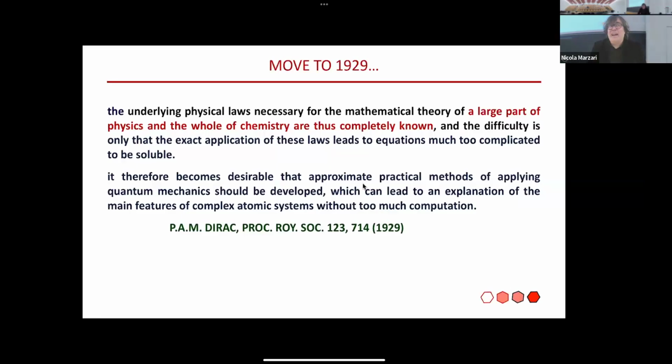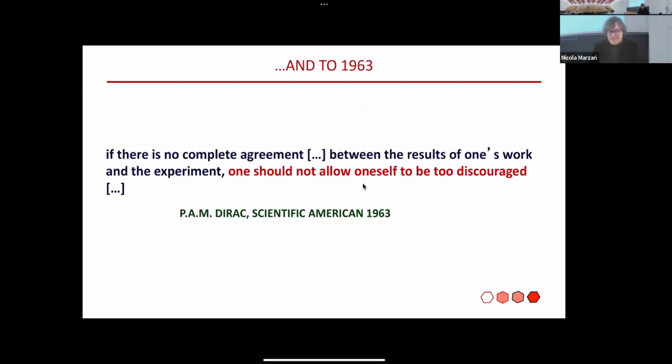And I highlighted in red the British speak of Dirac, that he was actually saying here that chemistry is quite easy and physics is a bit difficult. So, the Schrödinger equation explains all of chemistry and a large part of physics. So 1929, and then in 1963, 34 years later, there is an addendum from Dirac that says, if there is no complete agreement, one should not allow oneself to be too discouraged.